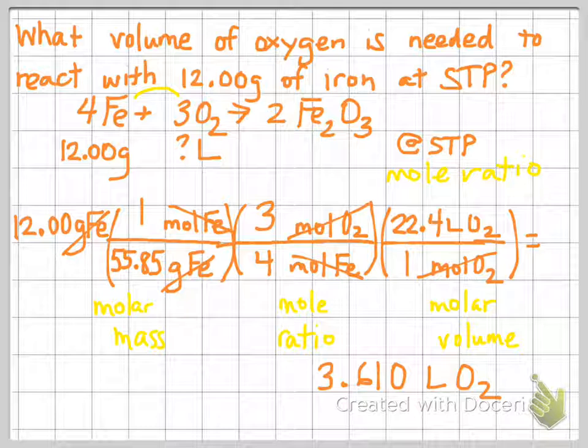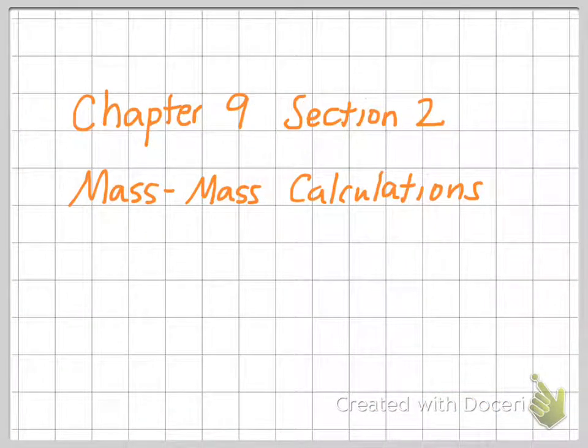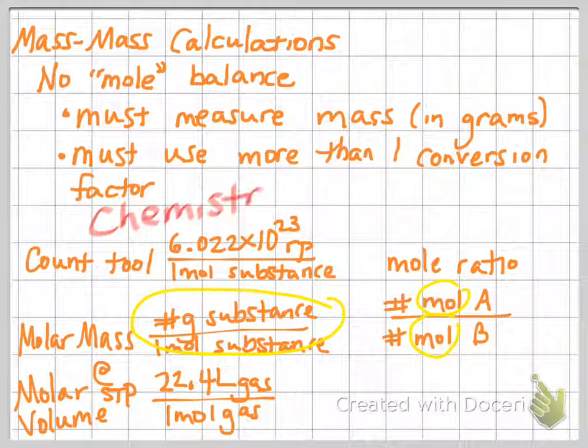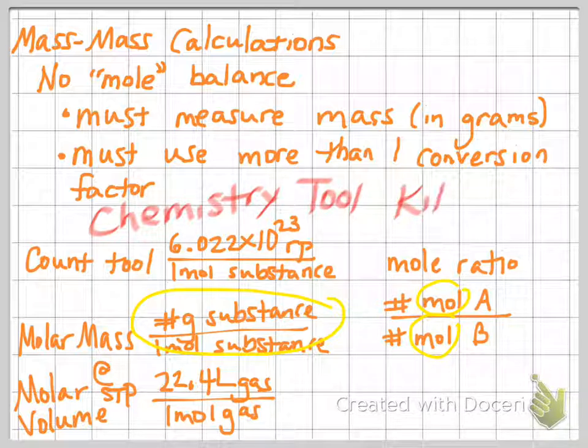Okay, so this would be a mass volume problem. Idea here is, again, using these tools, right? This is my chemistry toolkit that you hopefully have on an index card or a piece of paper. Using these chemistry tools, I can solve all of these stoichiometry problems.